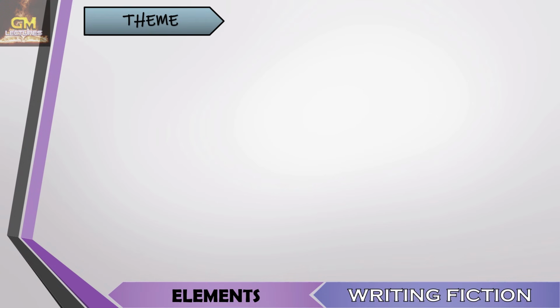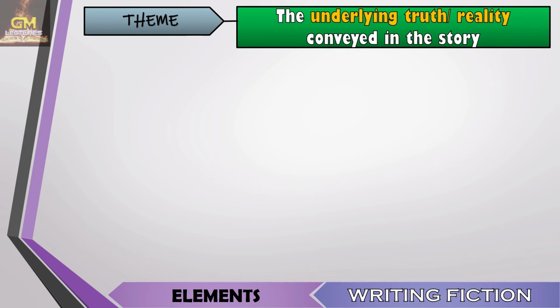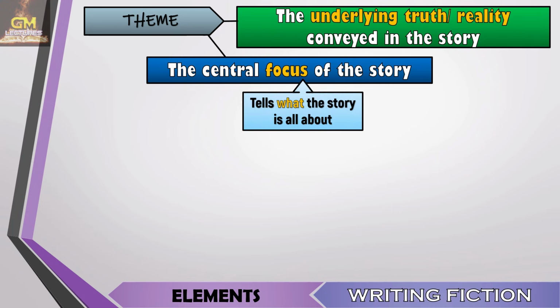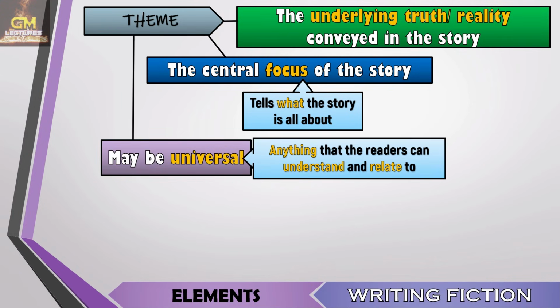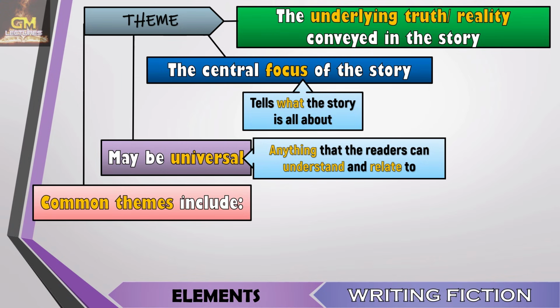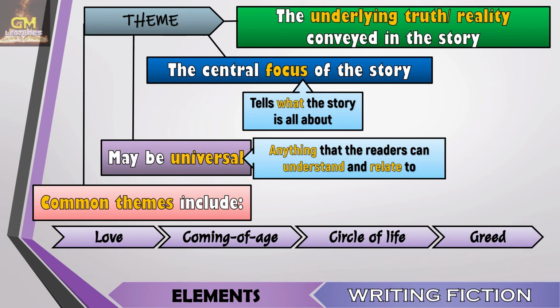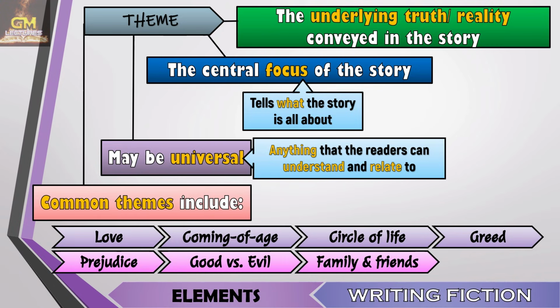And lastly, we have the theme, which is the underlying truth or reality conveyed in a story. The theme is considered to be the central focus of the story as it tells what the story is about. Also, the theme may be universal, meaning it can be anything that the readers can understand or relate to. Some examples of the common themes would include love, coming of age, circle of life, greed, prejudice, good versus evil, family and friends, or success.